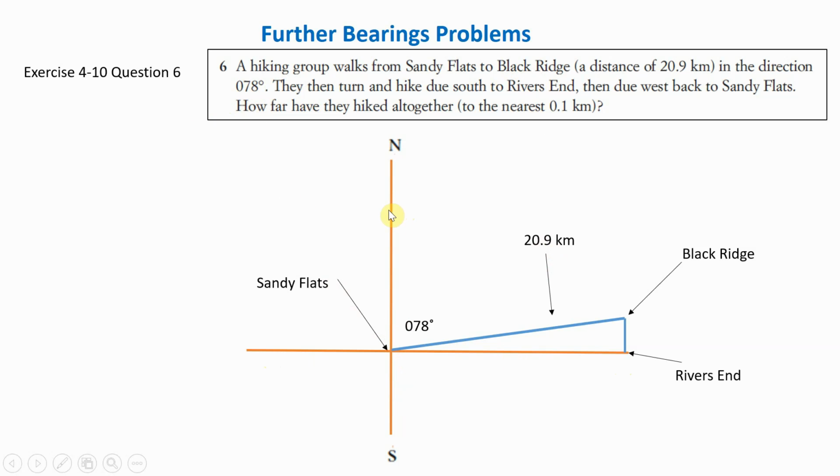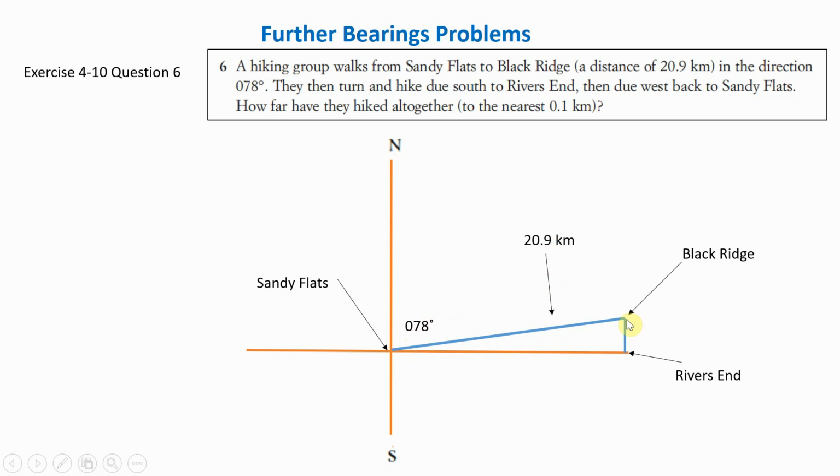Now, you need to know what that bearing means. Because between north and east is 90 degrees, we've got a good idea that 078 is almost to the point of east. So then you put the line in and label the bearing 078 and the distance 20.9.